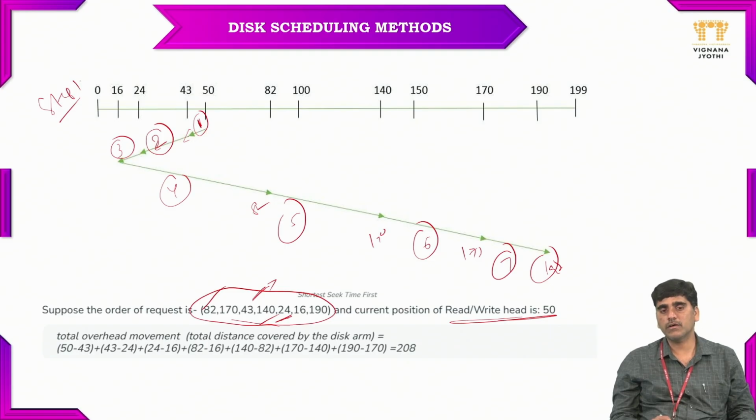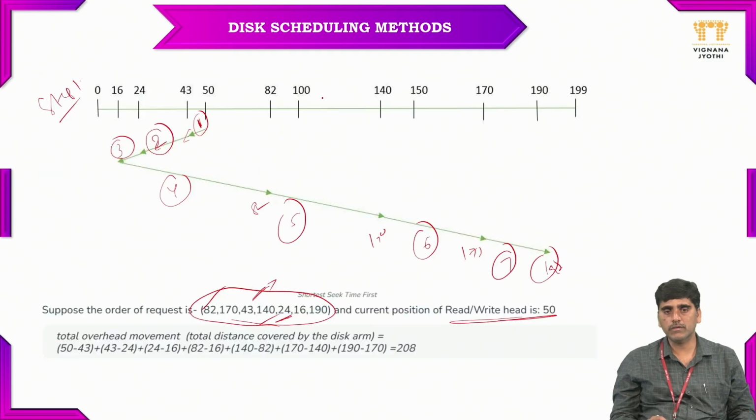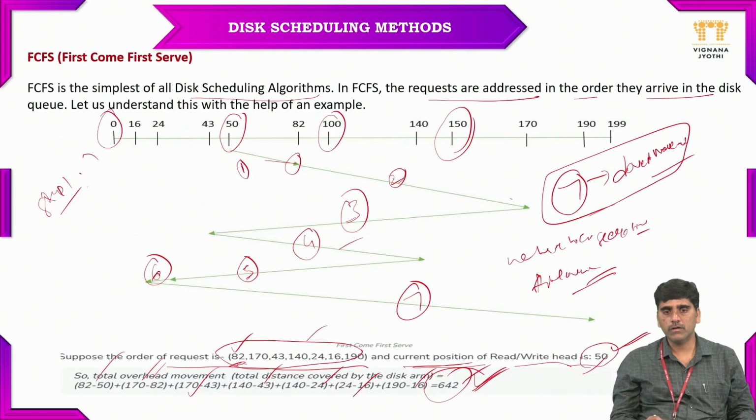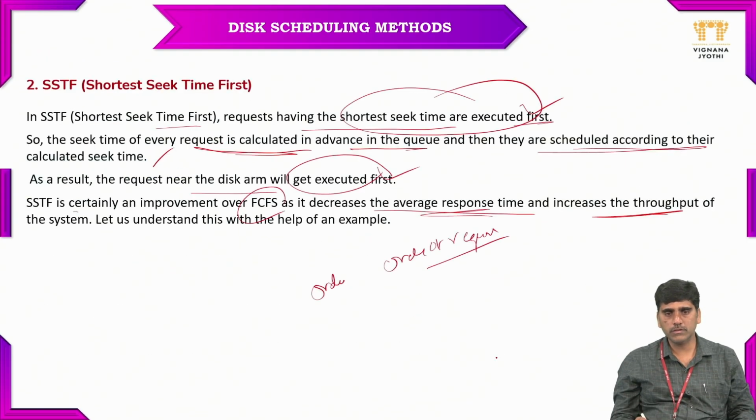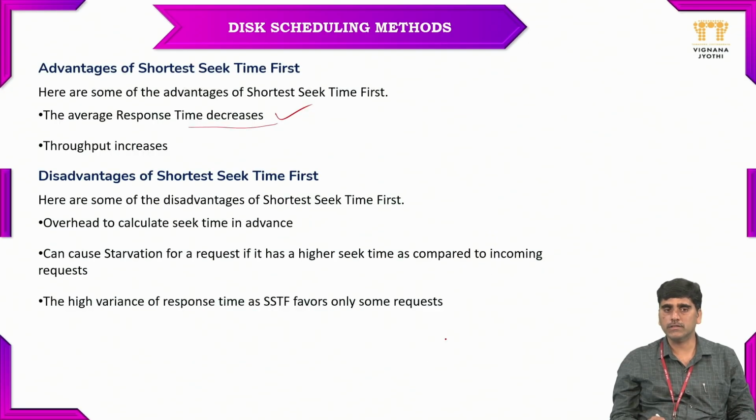So this is shortest seek time first. You can see the advantages and disadvantages. The average response time decreases: compared with the earlier total of 642, here it is 208. So the average response time decreases and throughput also increases.